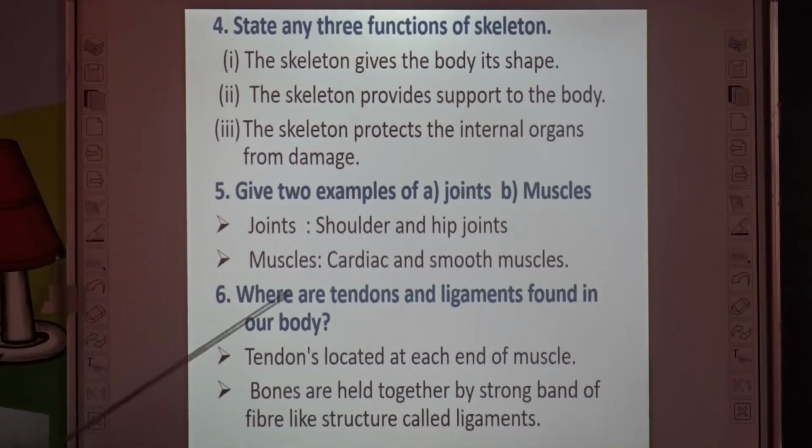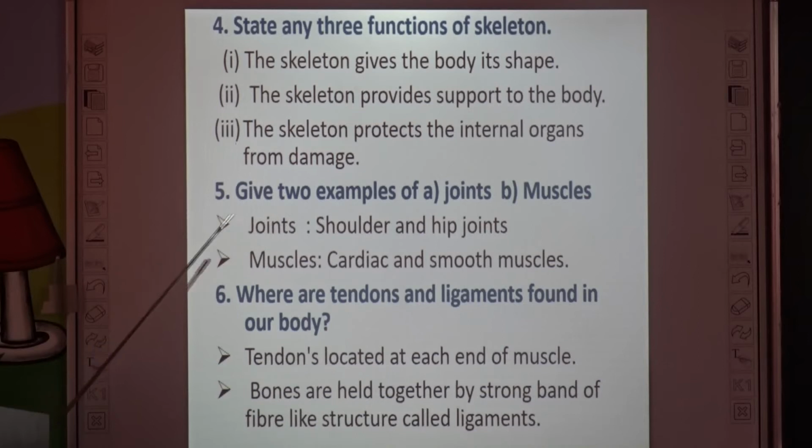For example, the skeleton consists of the skull. The brain is protected by the skull, and the rib cage protects internal organs like the lungs and heart. So the skeleton protects the internal organs from damage. These are all the functions of the skeleton.